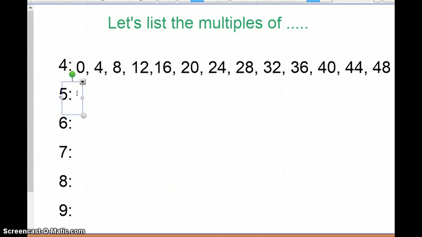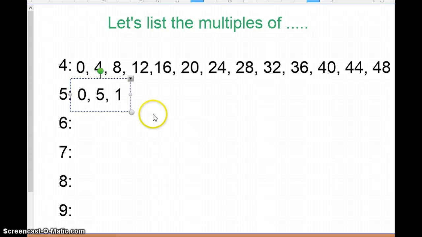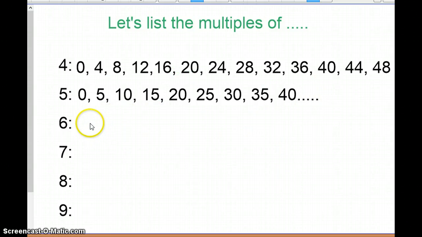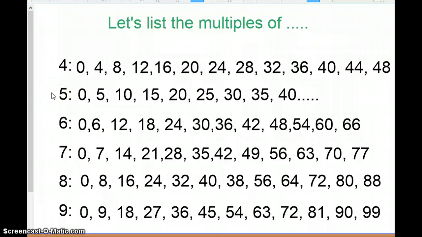The 5s should be really, really easy for you. You learn to count by 5s at a very young age. Okay, so let's list the multiples of 5. 5, 10, 15, 20, 25, 30, 35, 40, and so on. Okay, easy peasy. Those are the multiples of 5. Okay, I want you to go ahead and list the multiples of 6, 7, 8, and 9 in your math spiral right now. And then I want you to pause, and then you're going to check your answers in just a sec. Okay, so now I want you to check your work.